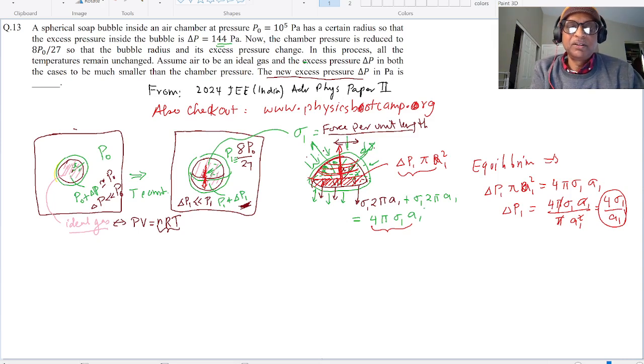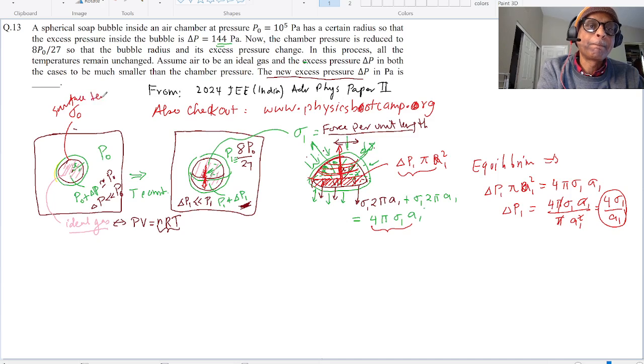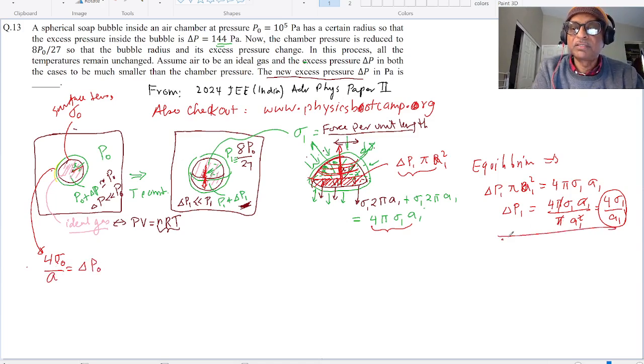We will make the assumption that sigma 1 here and sigma 0, the surface tension over here, is going to work out the same way. It's going to be 4 sigma 0 over this radius a0, which should equal delta P0, right? The same formula as this one that we worked out on this bubble.